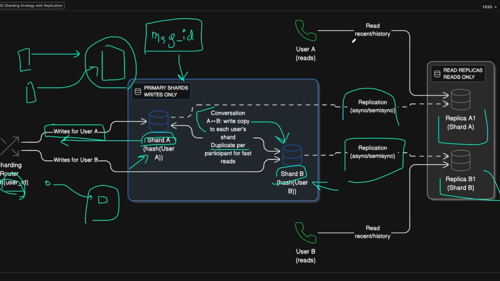And user A will now read this history of messages only from replica A, and user B will read it from replica B. They won't affect the primary shards, which are responsible for write operations, and instead they will be reading here. So it will increase the read performance a lot. The trade-off here is that we are writing each message twice.